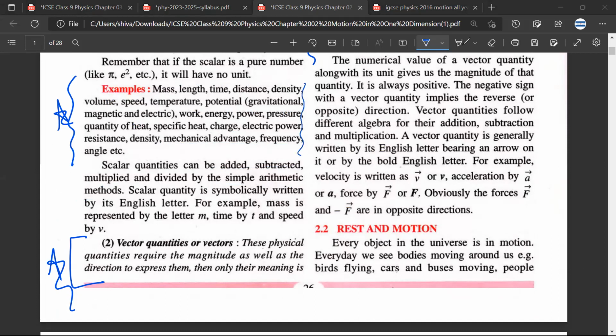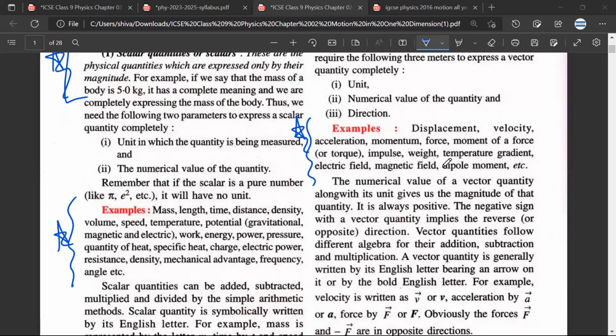Now the problem becomes that there is a quantity which is a vector quantity. So the examples of vector quantity, a few of them we discussed. For example, displacement and velocity. Then acceleration, momentum, force, impulse, weight, torque, electric field, magnetic field, dipole. All these are vector quantities.